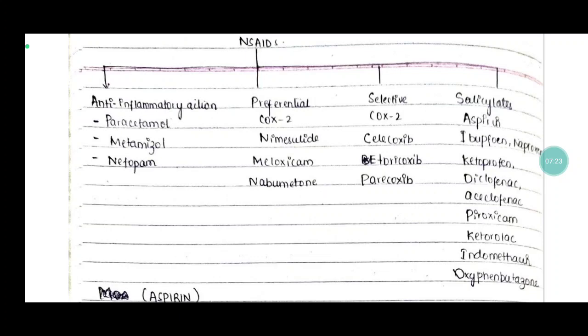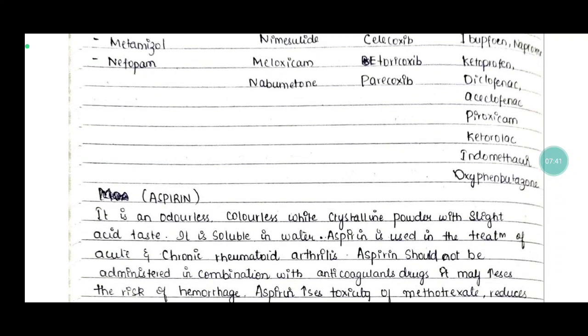These are the painkillers which are used as anti-inflammatory drugs. So even ketoprofen, diclofenac, aceclofenac, and ketorolac. So these are the medicines or the drugs which come under the salicylates.